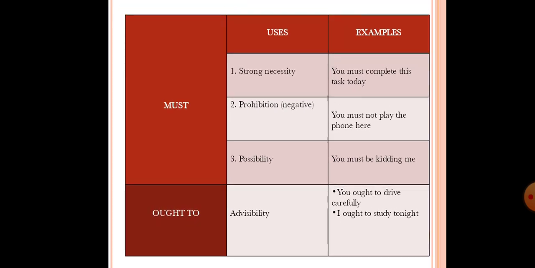Must. Must uses strong necessity. Example, you must complete this task today. Strong necessity. Prohibition or negative. You must not play the phone here. Possibility. You must be kidding me. Kemungkinan. Ought to uses advisability. Examples, you ought to drive carefully. I ought to study tonight. Saya sebaiknya belajar hari ini.